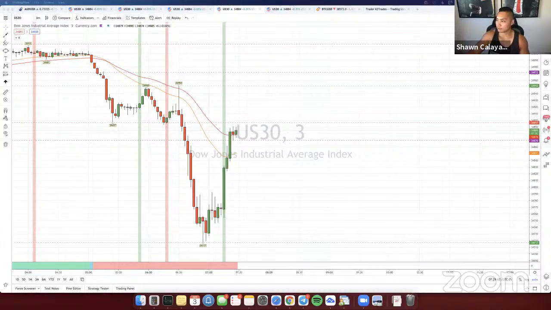Let's see. Kel said 34,982, good spot for reversal. There's a 1 hour OB trend line that was broken. So let's see, 34,982. I mean, that's pretty high, 34,982. So that's pretty high, Kel.